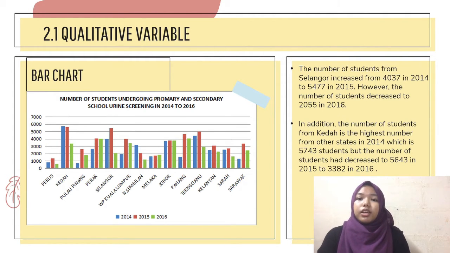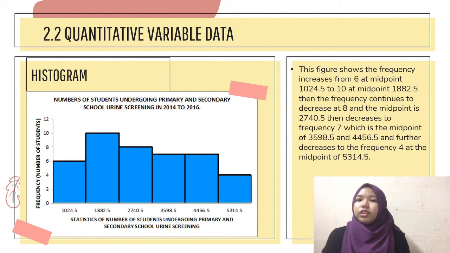In addition, the number of students from Kedah is the highest among other states in 2014, which is 5,743 students, but the number of students decreased to 5,643 in 2015 and to 3,082 in 2016. Next, the quantitative variable data.